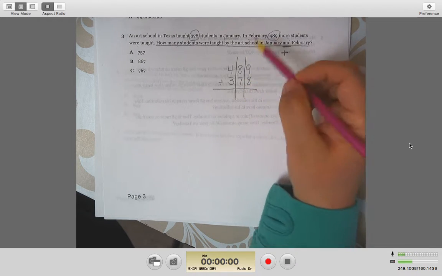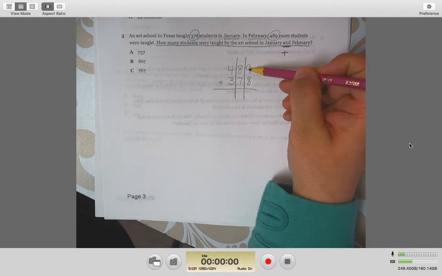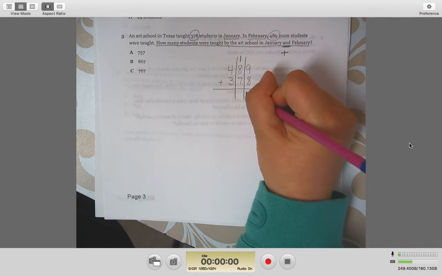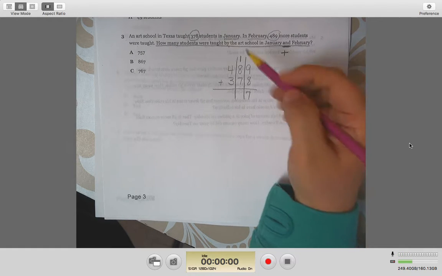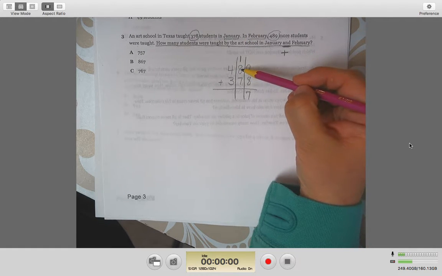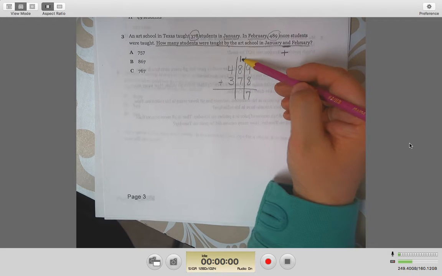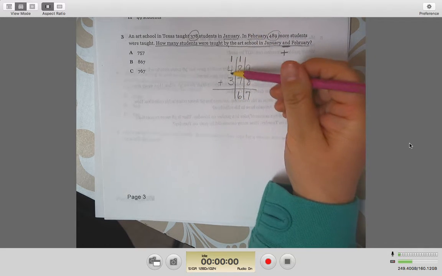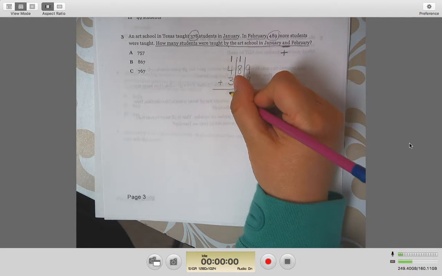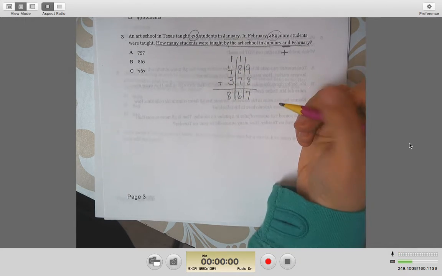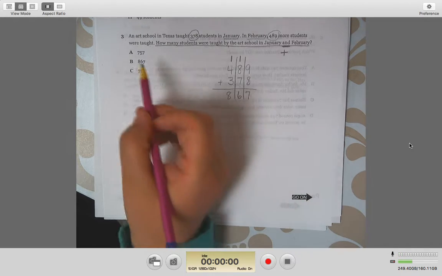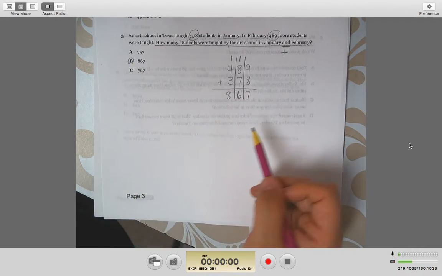So, all right, let's start with the ones. So 9 plus 8 is 17, 1 ten and 7 ones. Then we add the tens. 8 plus 7 is 15, plus 1 more is 16. And then 4 plus 3 is 7, plus 1 more is 8. So the answer is 867 students, which would be B.